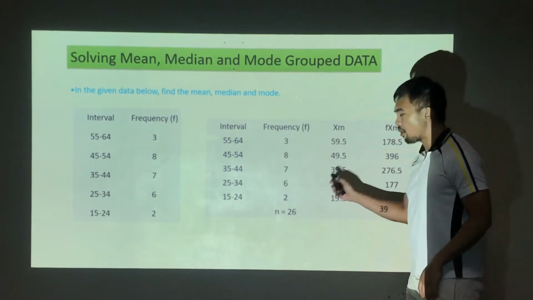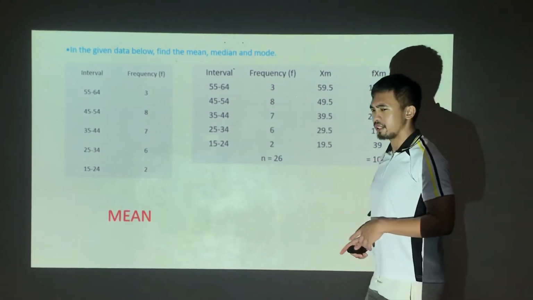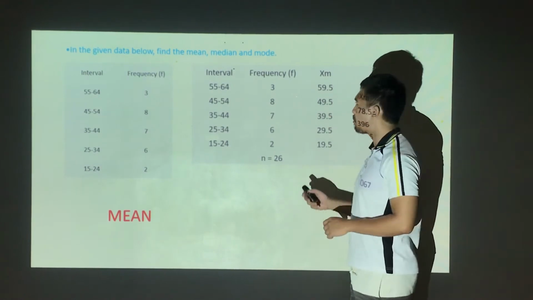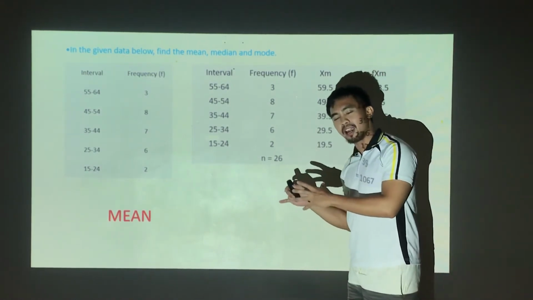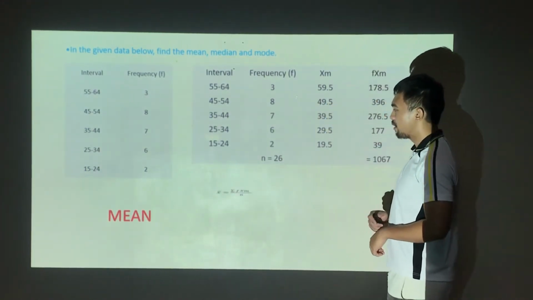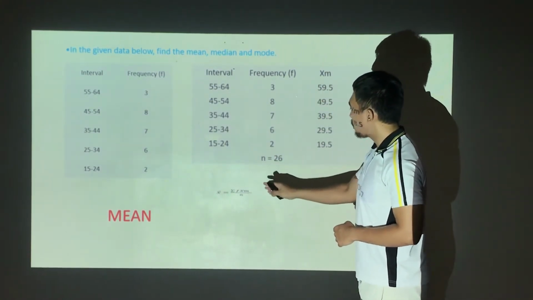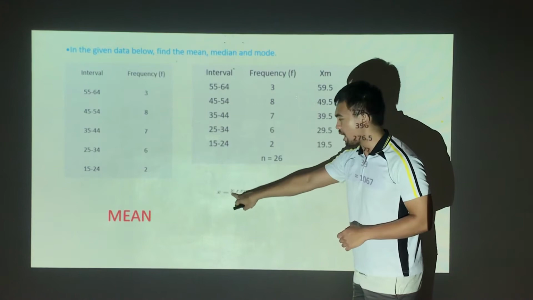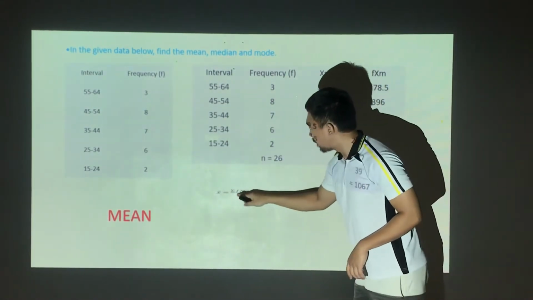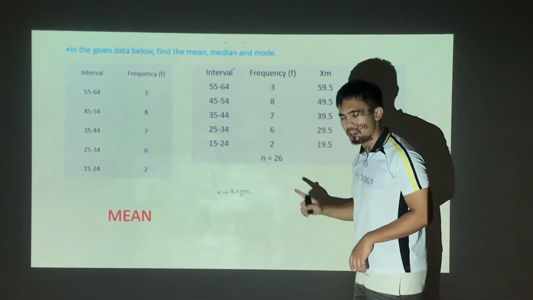Now we have all this data. First, we are going to solve for the mean. How do we solve for the mean? Same as what we did earlier in our ungrouped data. Now we are solving for grouped data, and we will be solving for the mean value. The equation for our mean is equal to the summation of our frequency times class mark over the total number of frequency, which is 26.